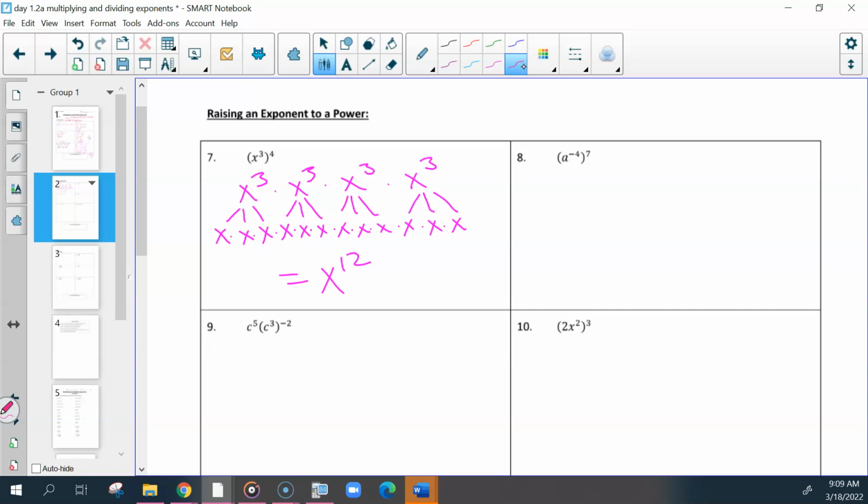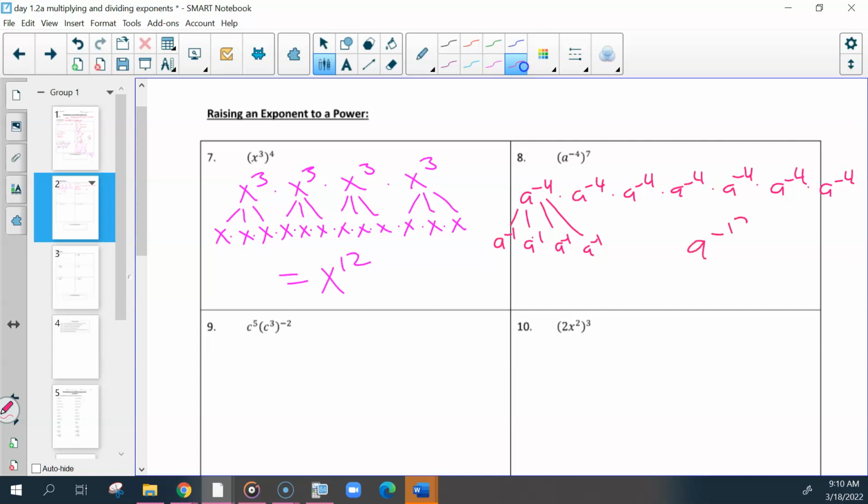So if I had a to the negative fourth to the seventh, that would be the equivalent of 1, 2, 3, 4, 5, 6, 7. And each of those is the equivalent of a to the negative 4. I'm not doing that. That makes sense. What would that final answer be? A to the negative 28.